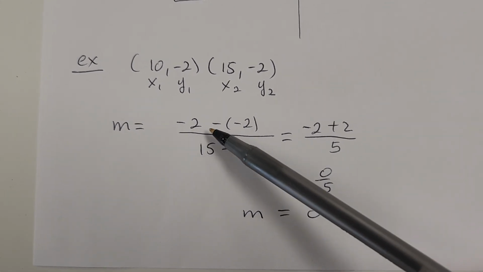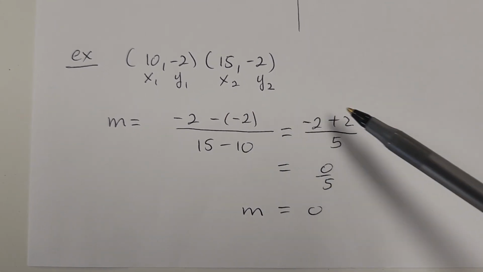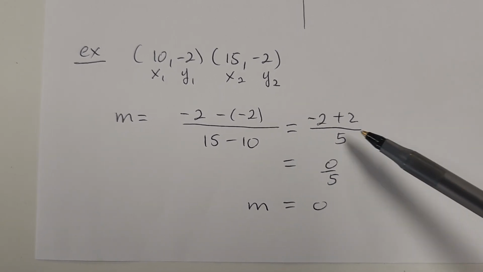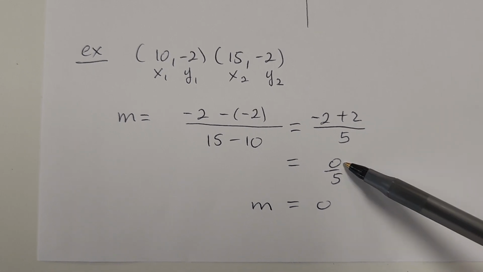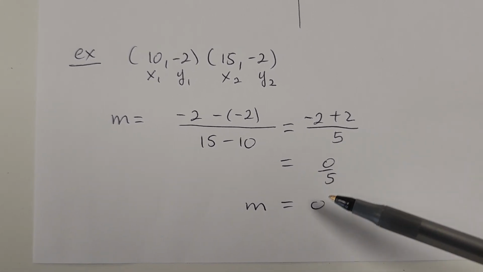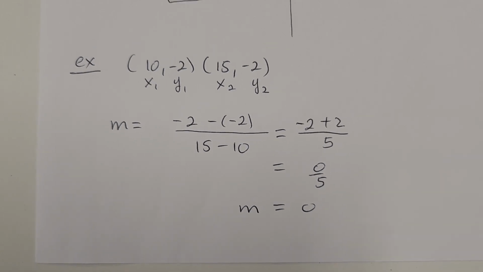Okay, and then order of operations, negative and negative gives me +2. 15 subtract 10 gives me 5. -2 plus 2 gives me 0. In this situation, if 0 is on top, then it is 0. Okay, so be very careful.